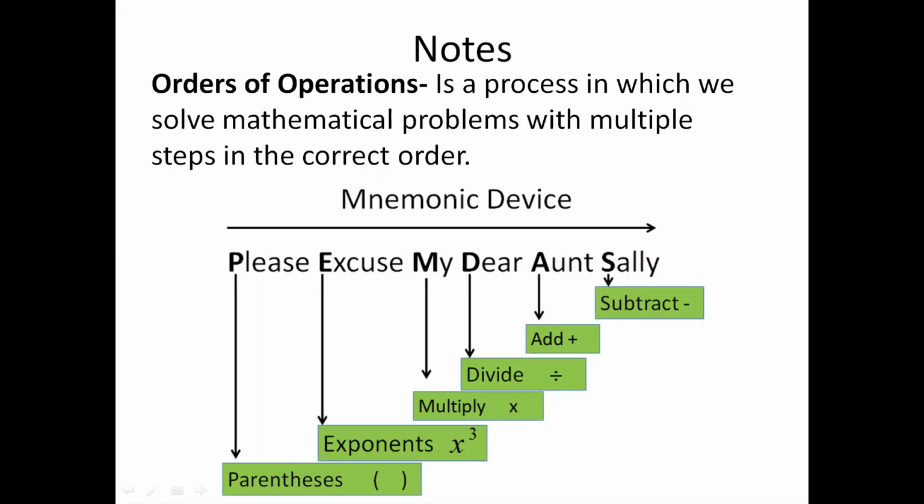One thing that we want to be able to see here is that whenever we do the mnemonic device, we do parentheses first, exponent second, multiply or divide, so whatever comes first, third, and then add and subtract, either or comes last. And that's kind of important that you take that in the order.